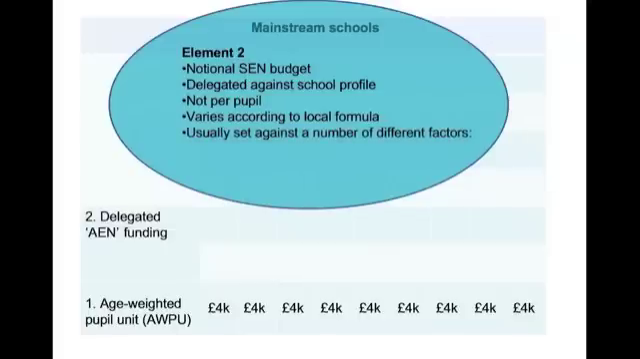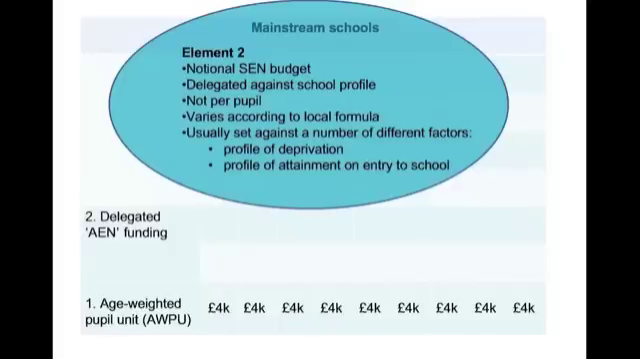And that's partly about deprivation, for example, the number of children who might be eligible for free school meals in the school. And it's also allocated against the profile of attainment on entry to school. So, for example, for secondary schools, taking more children who haven't achieved level 4 at the end of primary school is likely to lead to more money in this notional SEN budget.